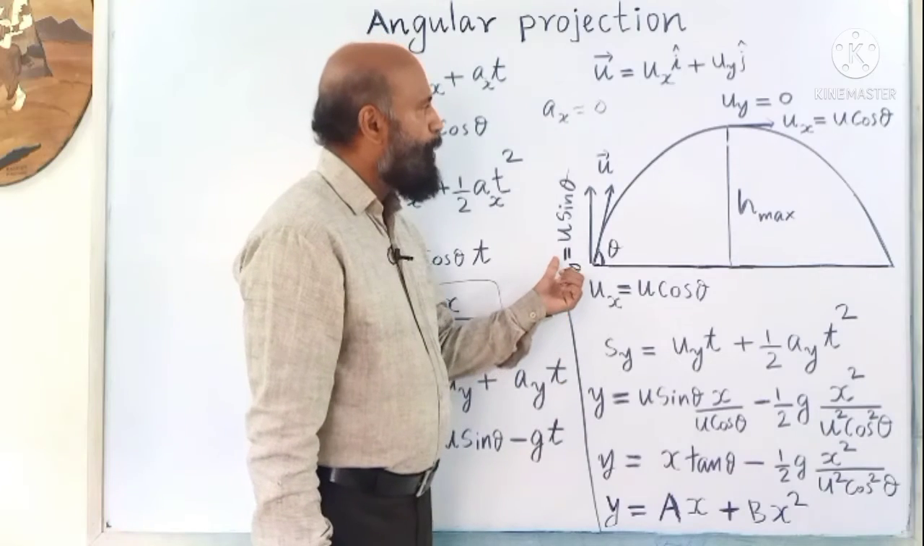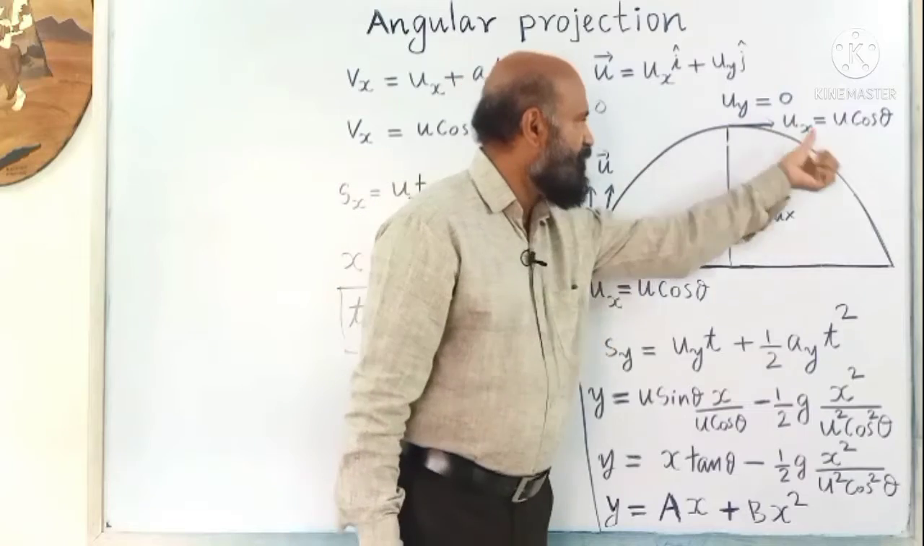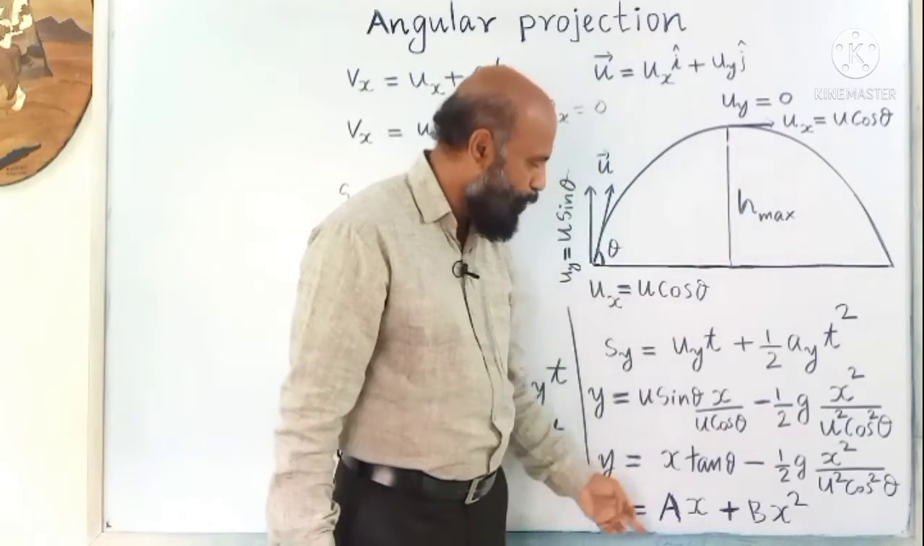So the path followed by a projectile is known as trajectory. So this is a trajectory. So trajectory of a projectile is a parabola.